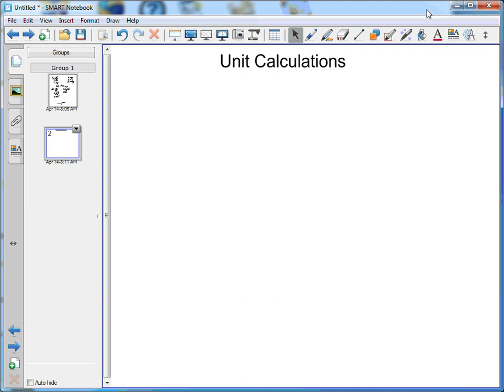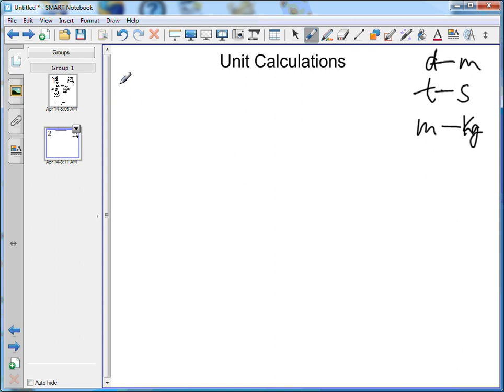This video will explain unit calculations. In other words, how we can calculate what the units will be for a particular equation. There's three fundamental units that we use in physics, or that we have been at least in our courses, and those are displacement is measured in meters, time is measured in seconds, and mass is measured in kilograms.